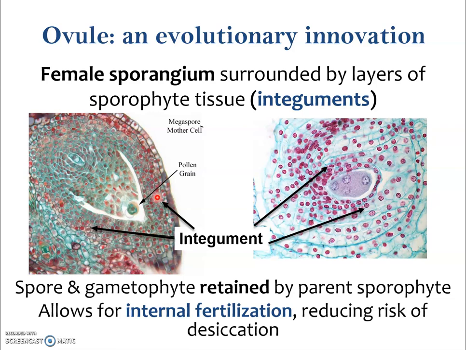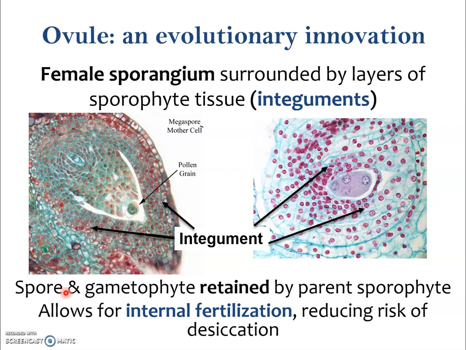It never leaves. The surrounding layers of tissue around the sporangium are called integuments. Okay, so the spore is retained inside the parent sporophyte. The parent sporophyte makes the spore and then holds on to it. The spore, like it's always done, germinates into a gametophyte. In our other plants, we've seen this gametophyte as a free living individual out in the world. Now that is not the case. The gametophyte stays inside the parent sporophyte.